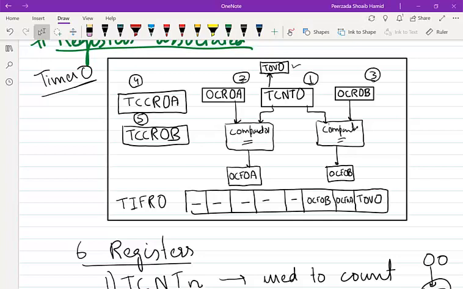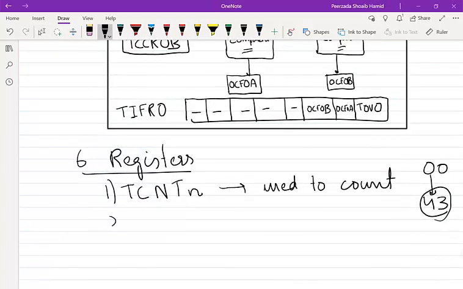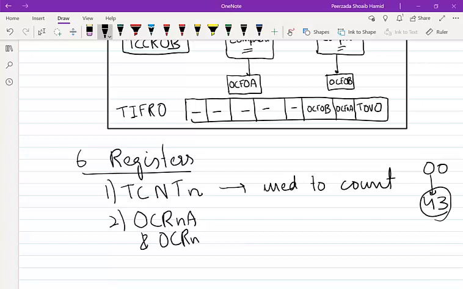We have the timer counter register that's used to count, and then we have OCR0A and, now I am making this more general, we will be having OCRNA and OCRNB, where N denotes the particular timer 0, timer 1, or timer 2, and these are output compare registers.